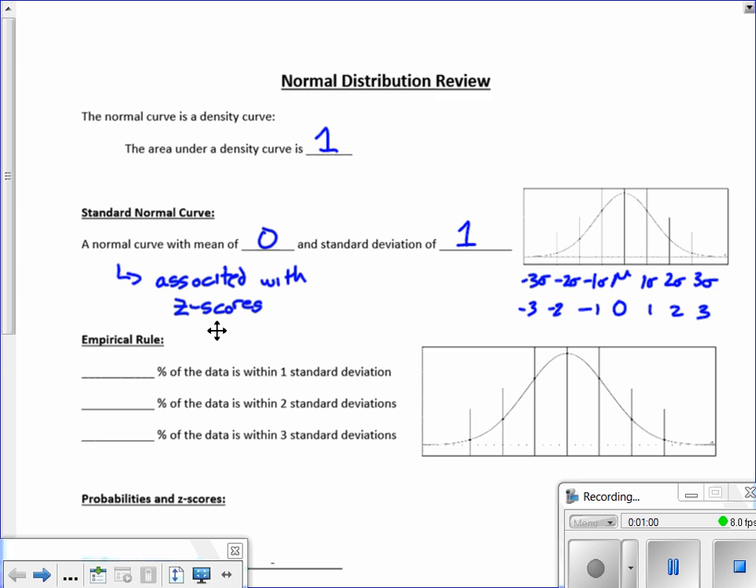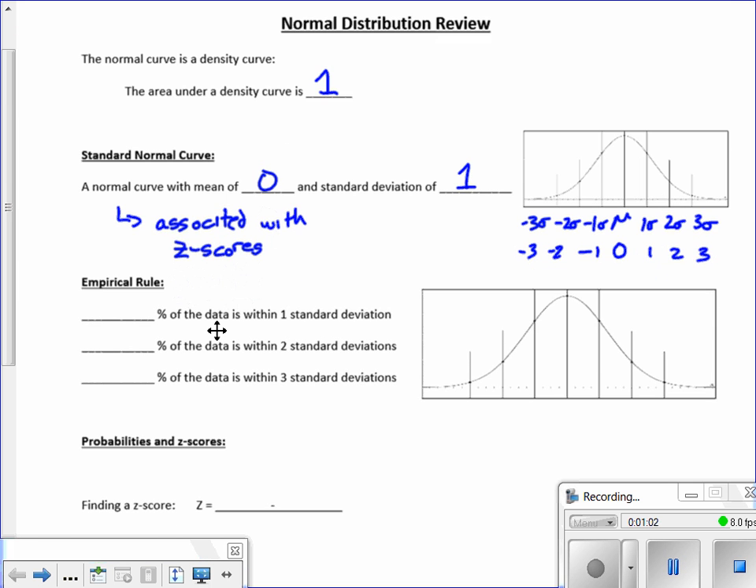One of the big things we learned in this unit was the empirical rule, and remember that sometimes is also referred to as the 68, 95, 99.7, because 68% of the data is within 1 standard deviation, 95% of the data is within 2 standard deviations, and then 99.7% of the data is within 3 standard deviations of the mean.